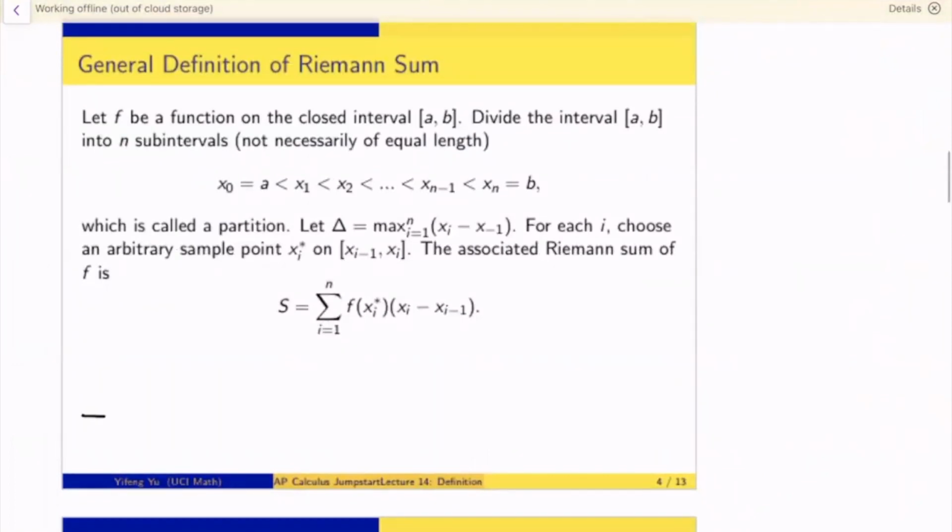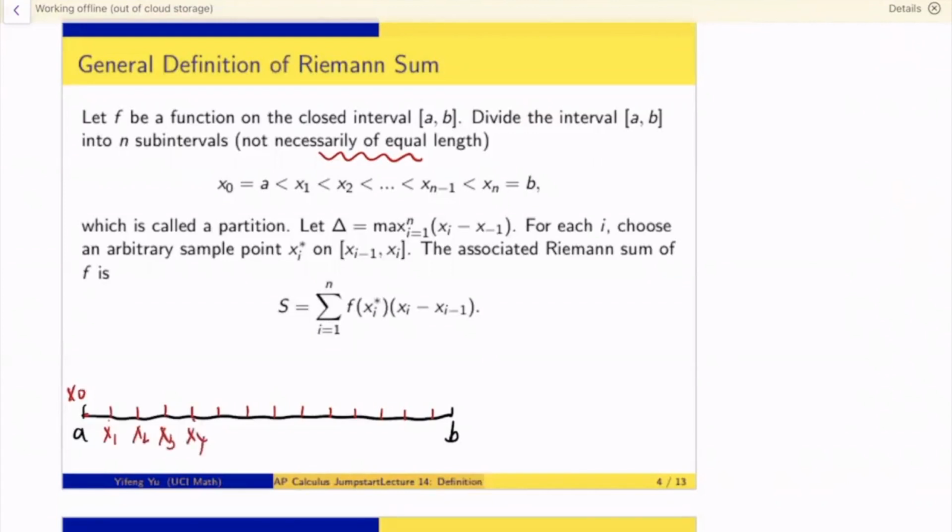So here's the setup. Suppose we have an interval from A to B, and we divide this into small sub-intervals, not necessarily of the same equal length. They don't have to have the same length. So we just divide into small intervals, and this is x0, this is x1, this is x2, x3, x4, and this is x_{n-1}, and this is x_n.